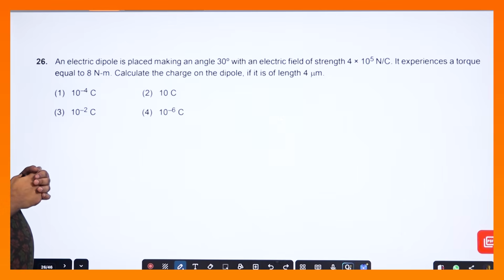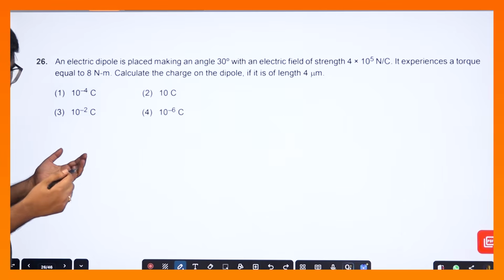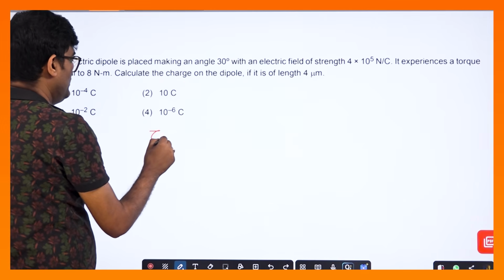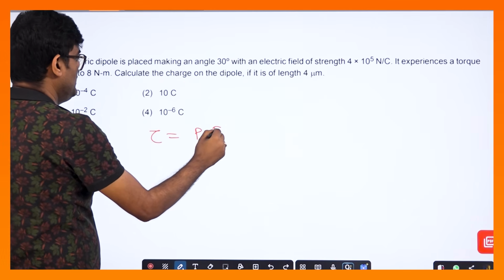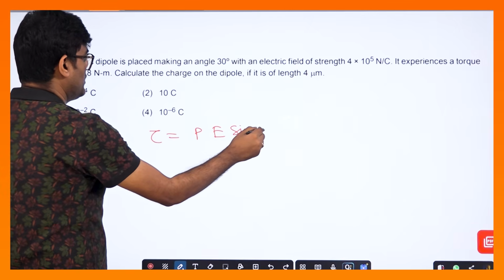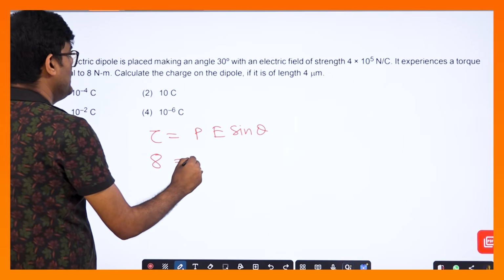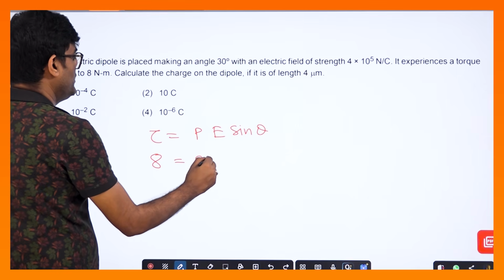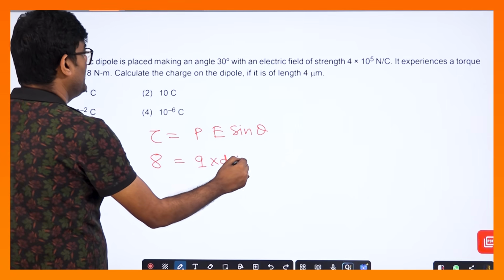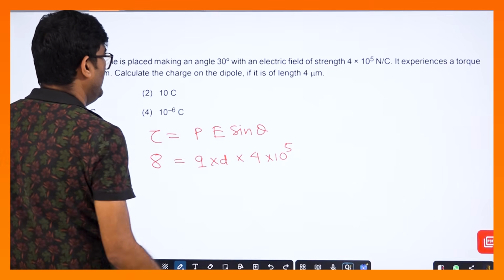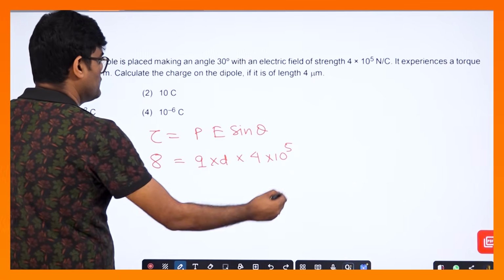An electric dipole is at 30 degree with the electric field. It experiences a torque. What is the charge on the dipole? We know that torque equals P cross E, so PE sine theta. It is given that torque is equal to 8, P is equal to Q into D, the electric field is given as 4 into 10 power 5, and sine theta is for 30 degree.